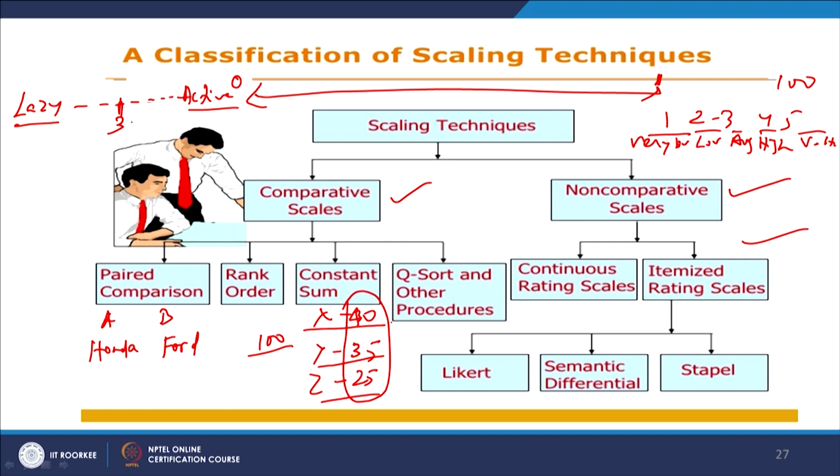Stapel scale is also a similar scale, where there is a middle point, for example the service of a company. Service is here, and then I put 1, 2, 3, 4, 5, then minus 1, minus 2, minus 3, minus 4, minus 5. If I ask you how you rate the service of, let us say, Tata Motors, service is the middle point and there are 5 points up and 5 points down. This is nothing but a Stapel scale.